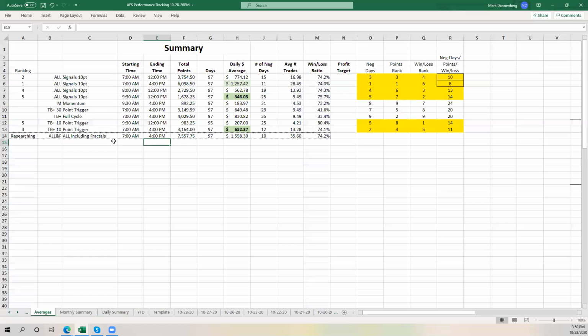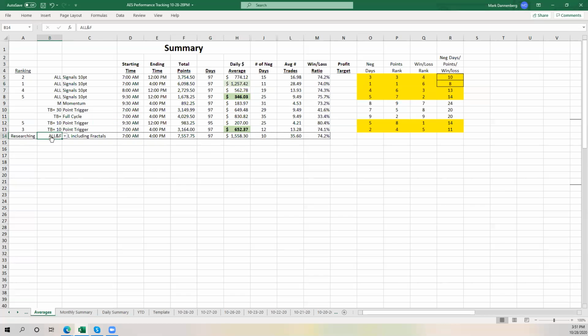And then jump over to the averages. The 7 to 4 category, taking the trend bias and trend continuation signals, we're averaging $652 a day per contract. That's based on the past 97 trading days. And the 9:30 to noon category, taking all of the signals, is averaging $346 a day. And our optimum category is averaging about $1,257 a day. That's trading from 7 to 4, all signals.